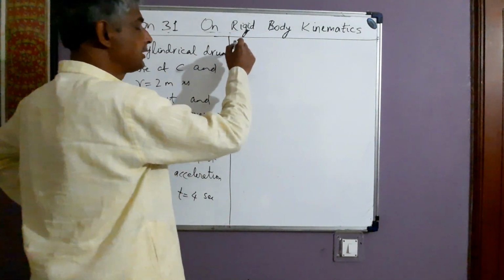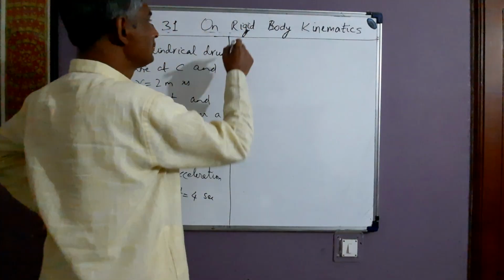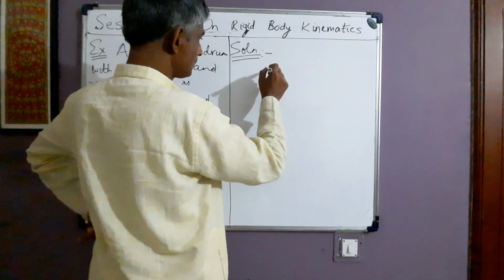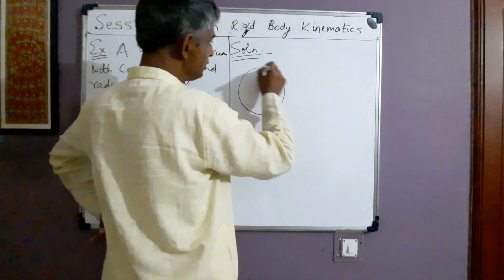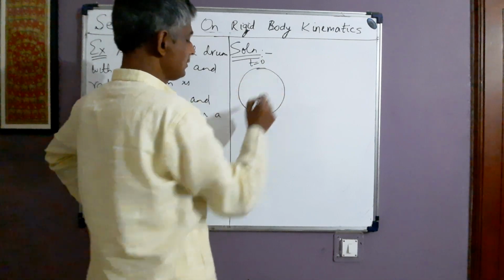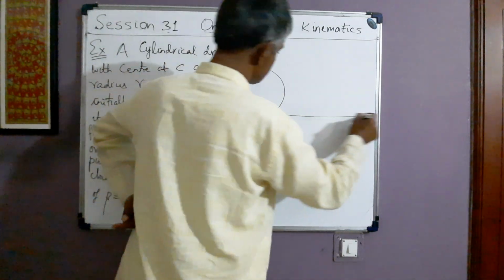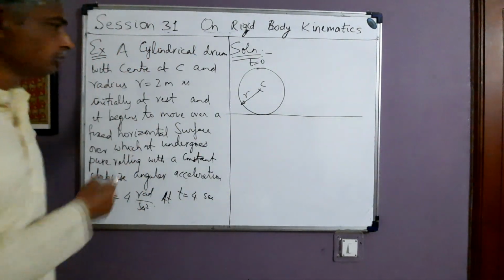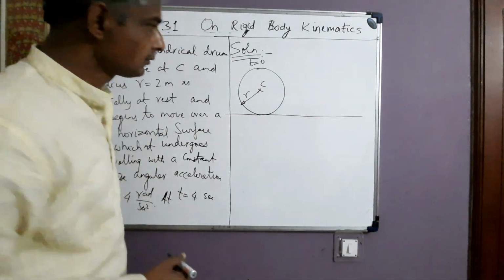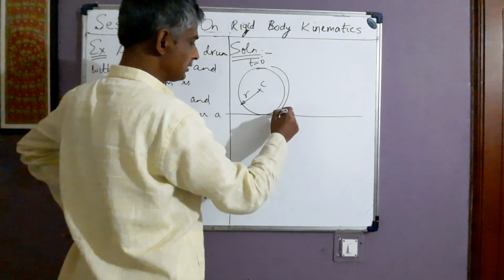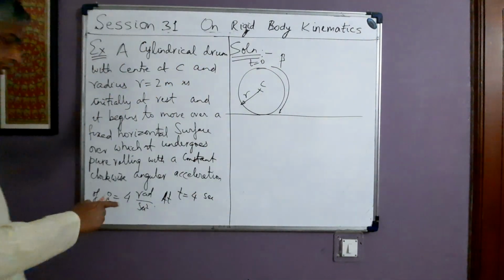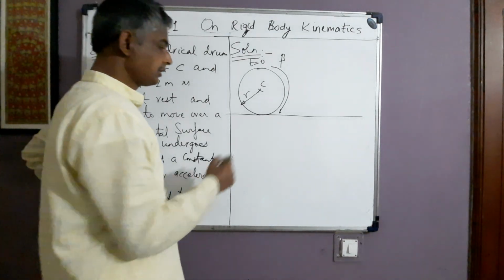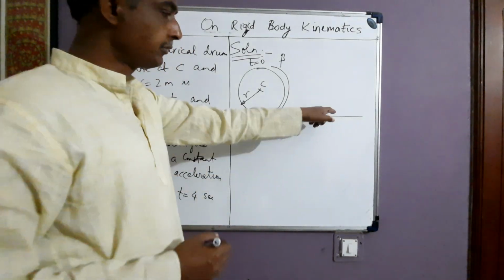So first what I do, I draw the diagram of the situation. So this is the drum at time 0. Initially it was at rest. This is the fixed horizontal surface. This is the center C of the drum. This is the radius R. R is given to be 2 meters. Now it begins to rotate clockwise at constant angular acceleration beta equal to 4 radian per second square. And here it undergoes pure rolling over the fixed horizontal surface.